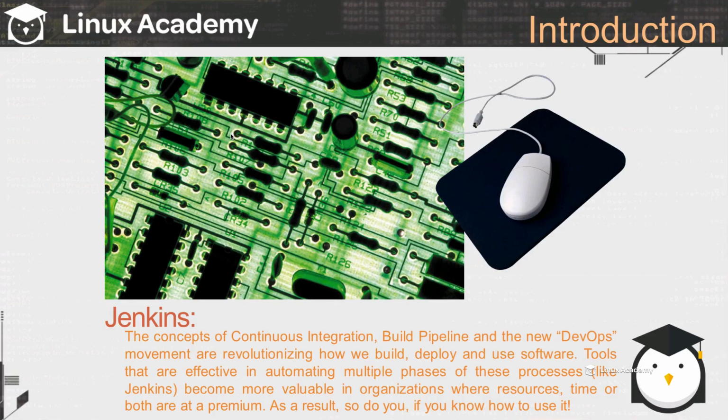So the concepts of continuous integration, build pipeline, and the new DevOps movement are revolutionizing how we build, deploy, and use software and even hardware. Tools that are effective in automating multiple phases of these processes, like Jenkins, become more and more valuable in organizations where resources, time, or both, which is most organizations, are at a premium. As a result, so do you if you know how to use tools like Jenkins. So in the next video, we're going to talk about some Jenkins best practices, and then we'll dive in and get started.